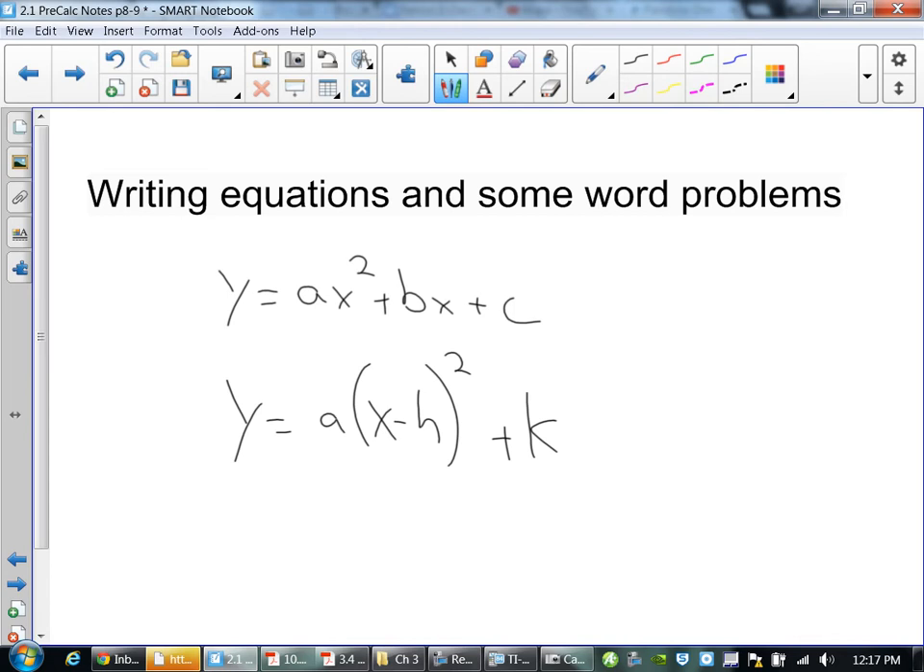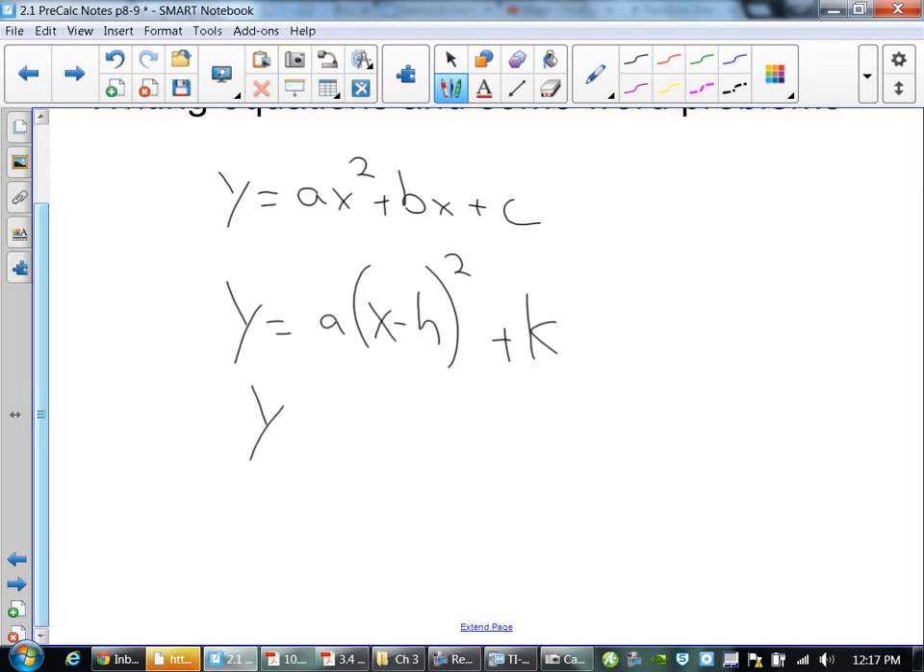We also have the intercept form, the p and q one, but I don't think we'll get too much of that right off the bat. We'll write that one out also. The other one was the y equals a times x minus p times x minus q, where the p and q stood for your zeros, where the x-intercepts and stuff were.